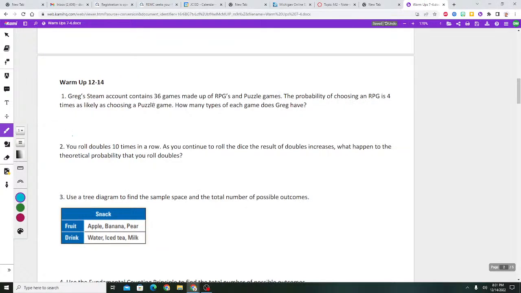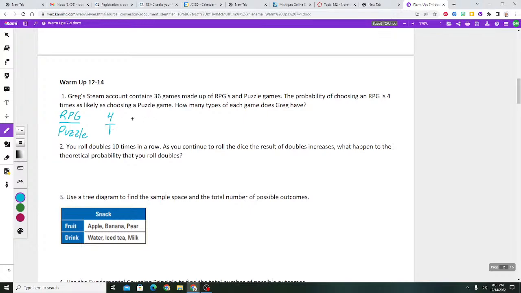So Greg's Steam account contains 36 games made up of RPGs and puzzle games. The probability of choosing an RPG is 4 times as likely as choosing a puzzle game. How many types of each game does Greg have? All right, so if we take RPGs and we take puzzles, well, the least number of puzzle games we can have is 1. And if we have 1 puzzle game, that means that Greg has 4 RPG games.